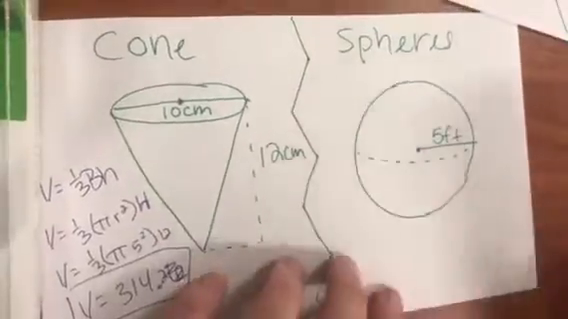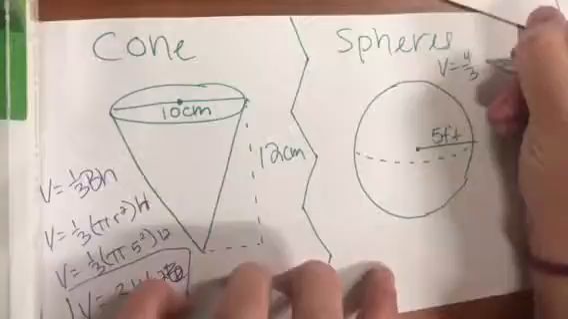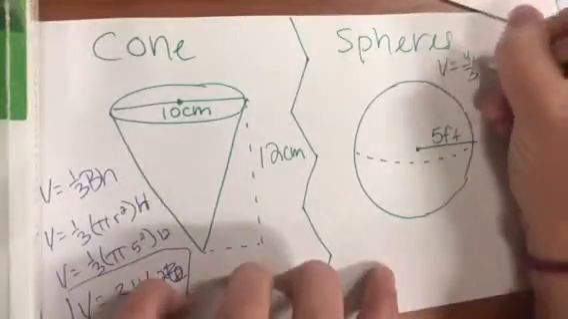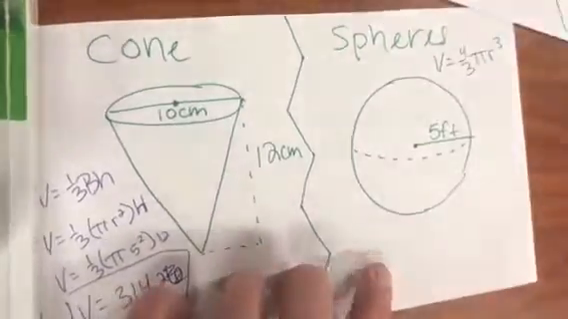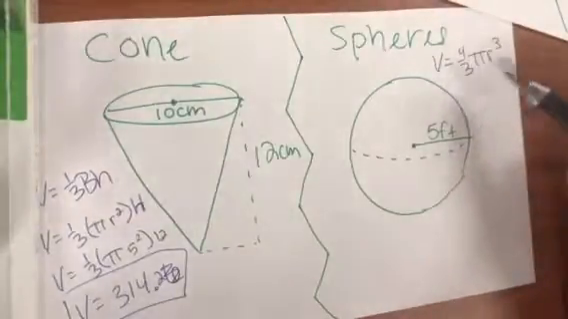So spheres, this was the last one we did. So volume equals 4/3 pi r squared. Pi r cubed. Pi r cubed. I remembered. Oh, yay, because I forgot. So volume equals 4/3 pi r cubed.